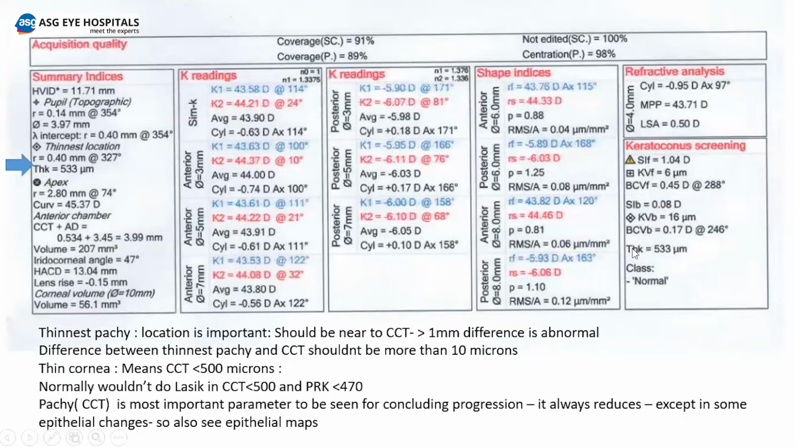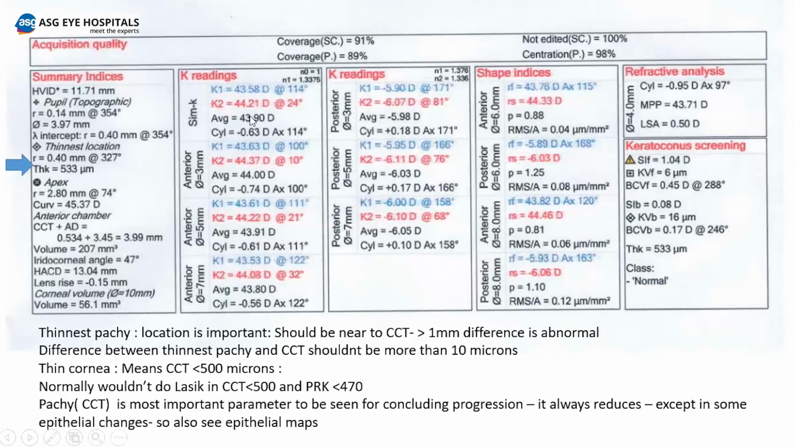Yes. So this is what we generally see in the keratoconus screening: the class. As we see here, there is SIF, KVF and BCV, which we understood, and SIB, KVB and BCV, and this is the thinnest pachy. These factors can be seen and analyzed at various visits. Supposing we need to see if there is a progression or not, then over multiple visits these factors are analyzed and it can be seen. But more or less, this class comes out from the system only, and this can be relied on whether it is a normal or an abnormal cornea.